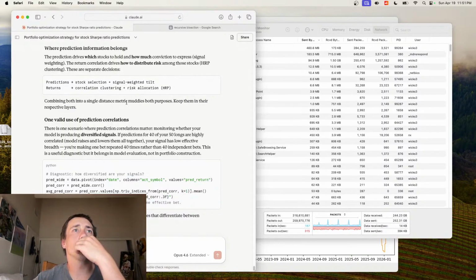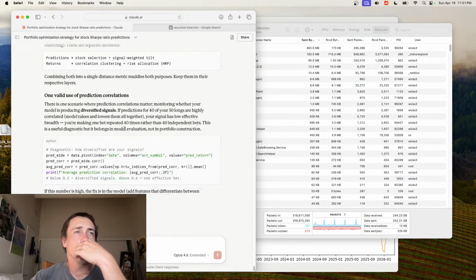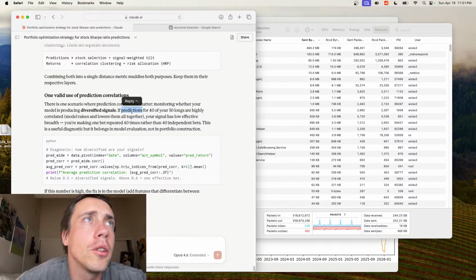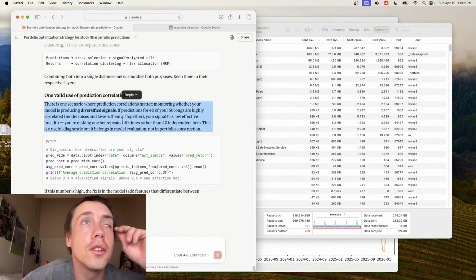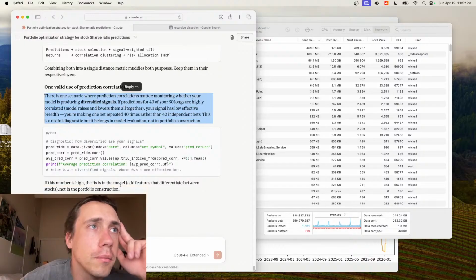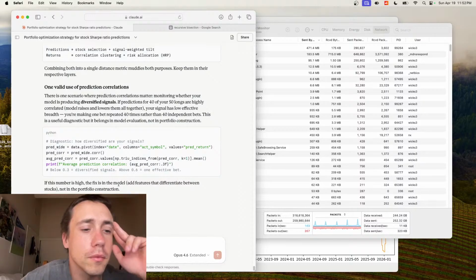Combining both into a single distance metric muddies both purposes. There is one scenario where prediction correlations matter: monitoring whether your model is producing diversified signals. If predictions for 40 of your 50 longs are highly correlated, your signal has low effective breadth. You're making one bet repeated 40 times rather than 40 independent bets. Useful diagnostic.